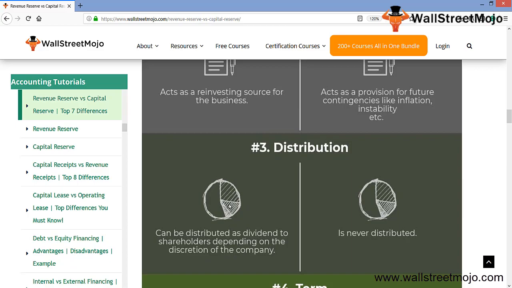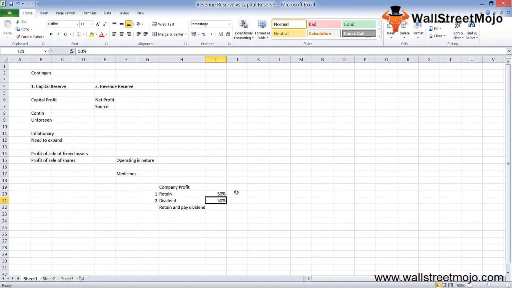So basically over here, let's say the company has 100 million in profit. In the third case, they are retaining as well as paying dividend. So let's say they are retaining 50% and paying 50% as dividend, right? So 50-50, as simple as that.